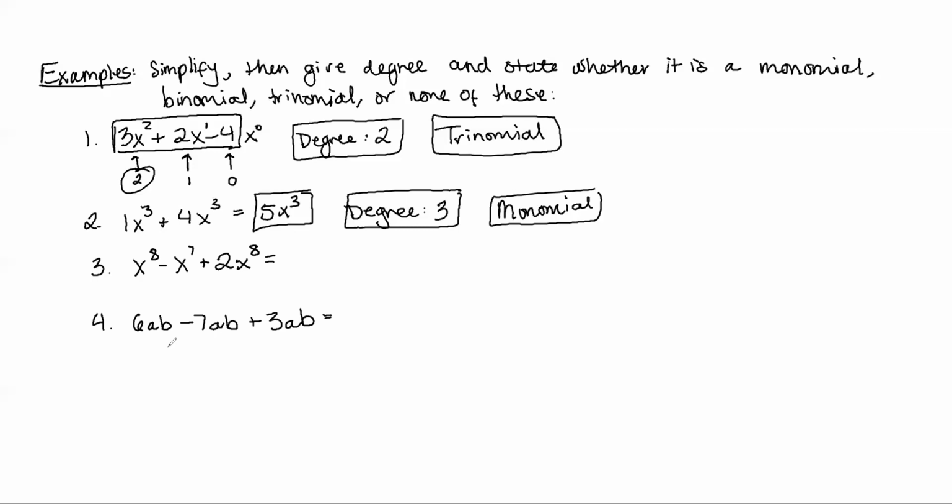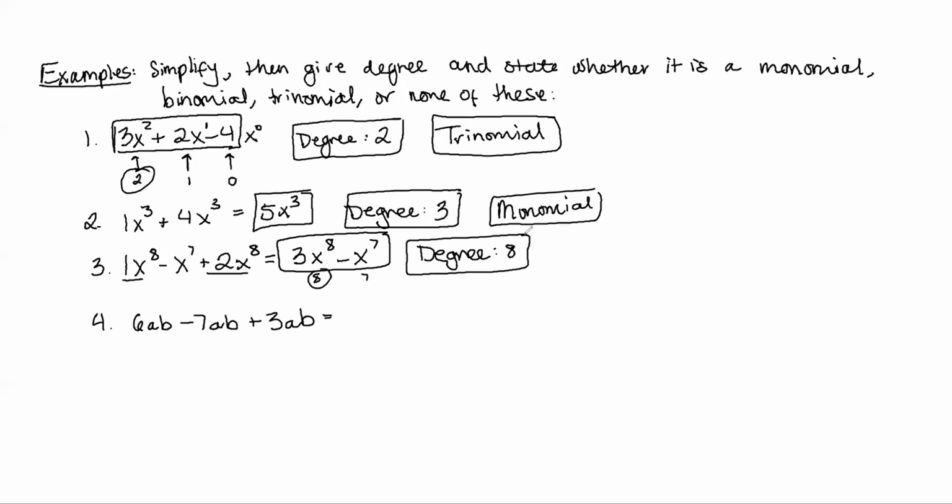So number 3, simplifying, we can go ahead and combine the first and the last terms. So we get 3x to the 8th minus x to the 7th. The degree of this polynomial, we want the highest degree. The degree of this first term is 8. The degree of the second term is 7. So the highest is 8. And then finally, the type of polynomial we have here, since we have 2 terms, we have a binomial.